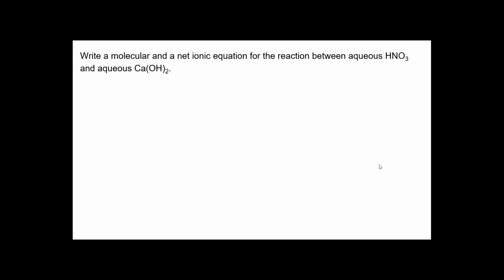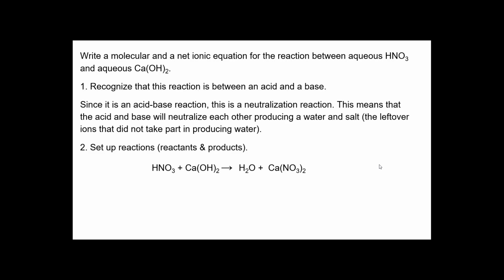3 products. Write a molecular and net ionic equation for the reaction between aqueous nitric acid and aqueous calcium hydroxide. So recognize this is an acid and a base reaction. So if you have an acid and a base reaction, this is a neutralization reaction. Our net ionic equation should be water that is being produced.